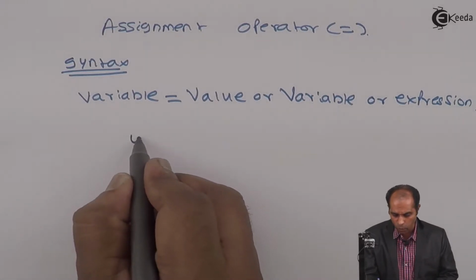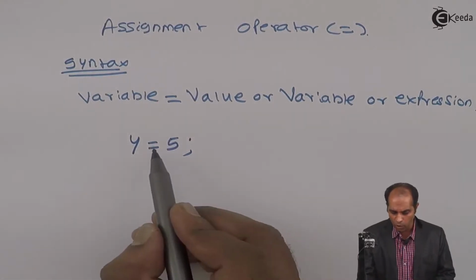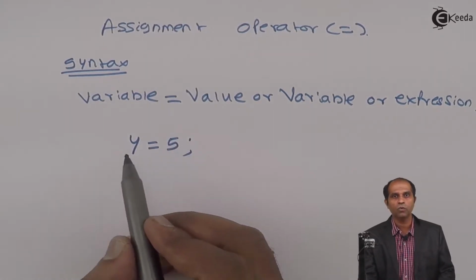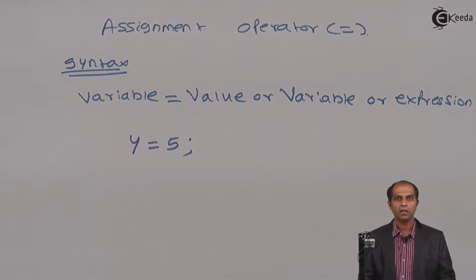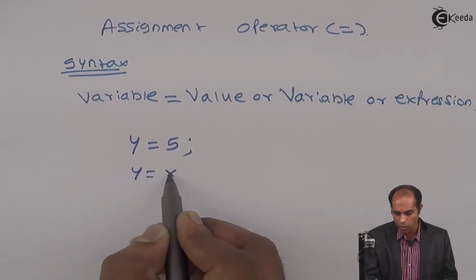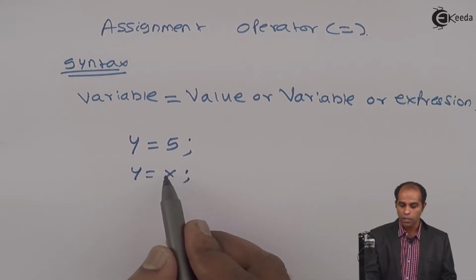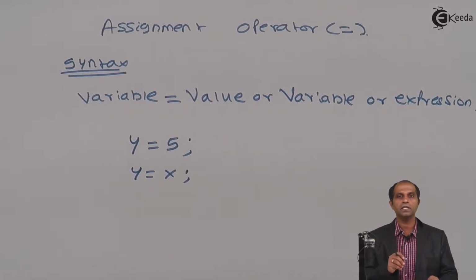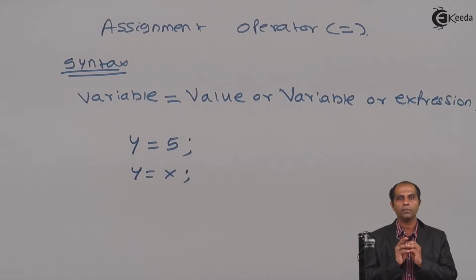Suppose I have a variable y associated with a value called pi. The assignment operator says that you should transfer the value from right to left. The value pi goes to the variable y. Suppose I say y equals to x, it means that the value which is there in x should now be copied onto y. It doesn't mean that the value of x is permanently deleted. No. The assignment operator just creates a copy of x and stores it into y.